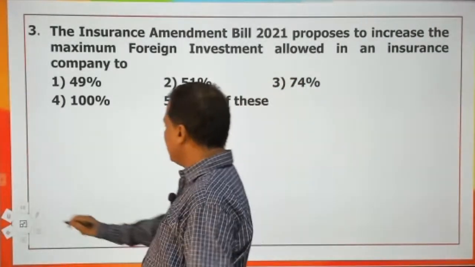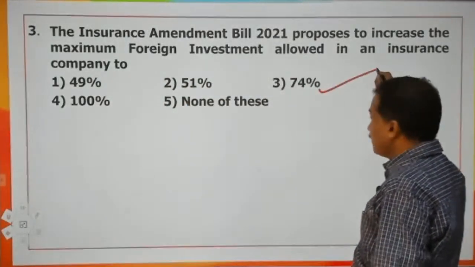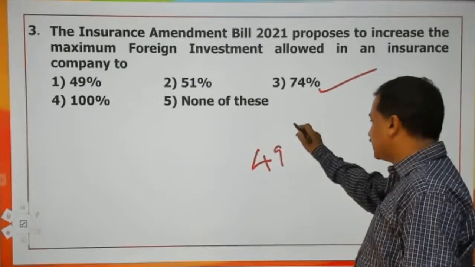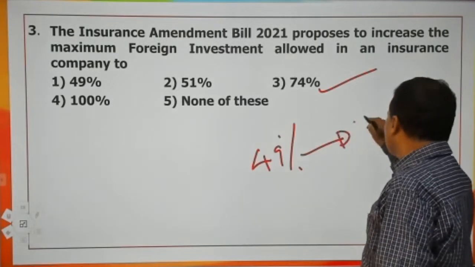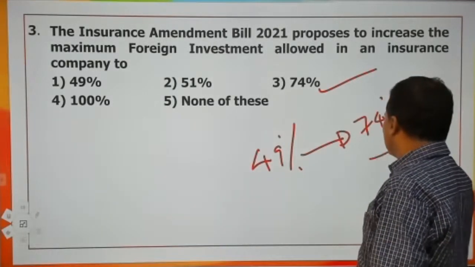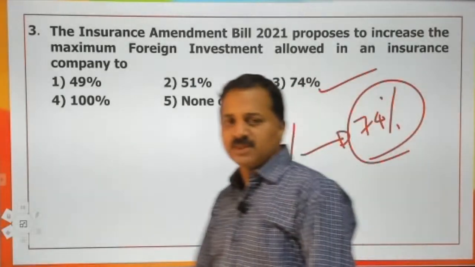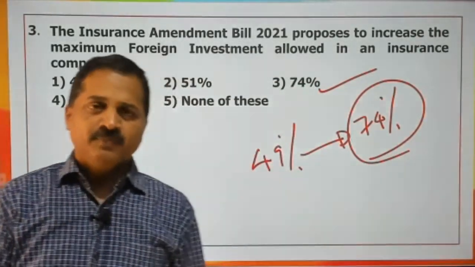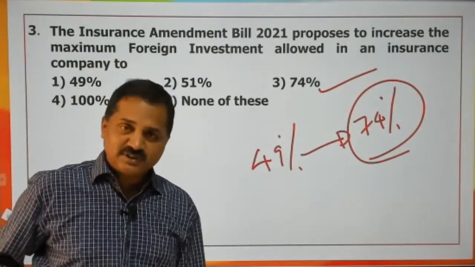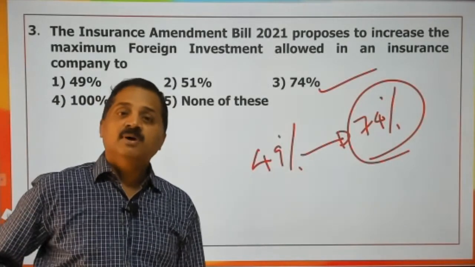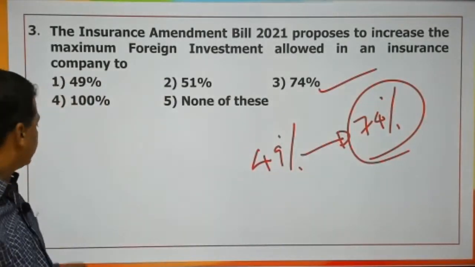Yes, I may say the answer, it is 74%. It was 49% earlier, now it is increased to 74%. So 74% is our answer. 74% of the total investment can be from a foreign investor.